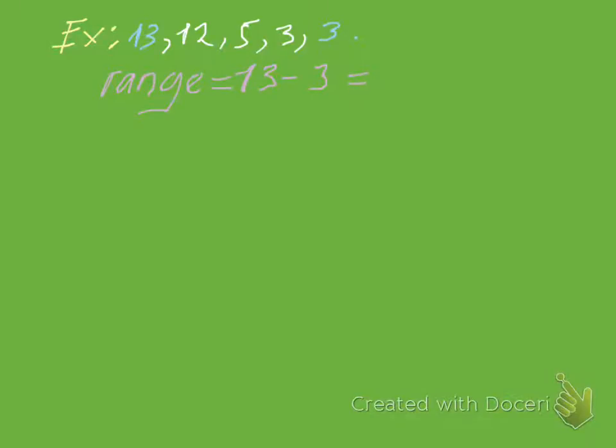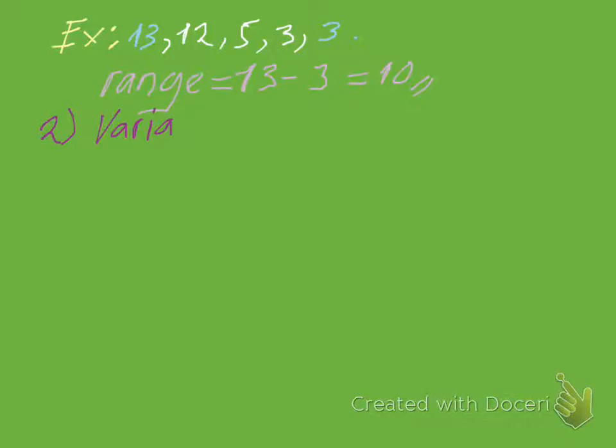An example. Following the distribution 13, 12, 5, 3, 3. I've colored the numbers at the extreme ends in blue. So 13 and 3 are at the extreme ends. You find the difference, that's the range. So the range is 13 minus 3, the extreme ends, which is equal to 10. So the range of this distribution is 10. The range is a measure of dispersion.